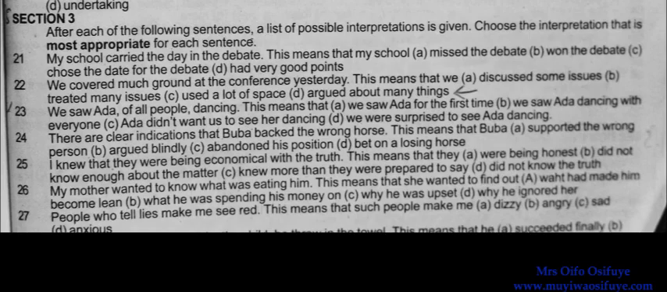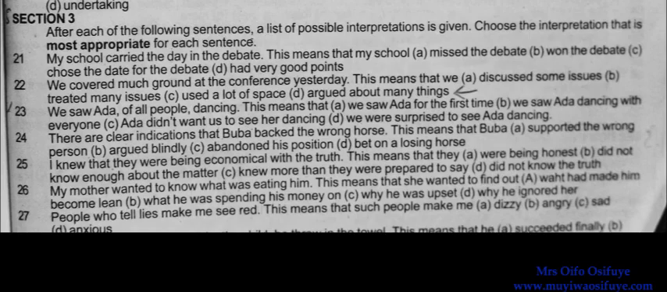Now, from the options we are given, the correct option that gives the right interpretation for the sentence "we covered much ground at the conference" is option B, which is treated many issues. It means that they treated many issues. That's the correct option that interprets "we covered so much ground at the conference yesterday." So that is for section 3.